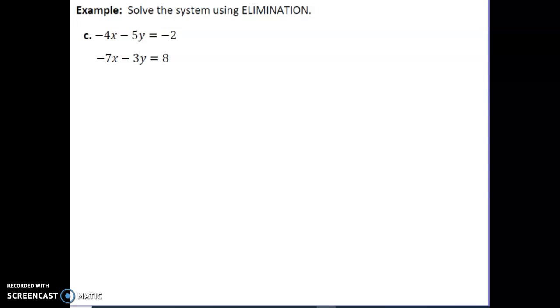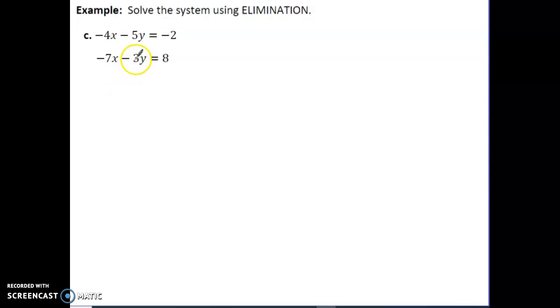Okay, let's try this one. So just like before, none of them match, right? Negative 7, negative 4 are not opposites. Negative 5, negative 3 are not opposites. Last time I only had to multiply one equation because I had a coefficient that was a multiple of another one. But this time I don't. Negative 4 and 7 are not multiples of each other, nor are negative 5 and negative 3. So I'm going to have to multiply both equations.